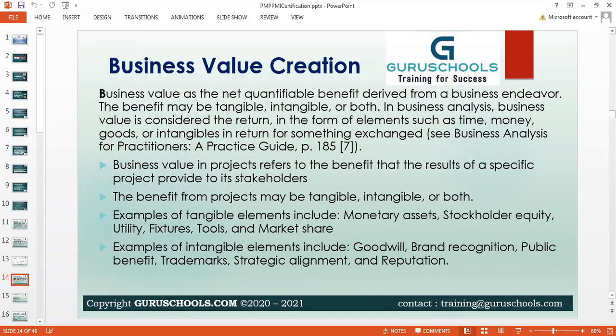So could you understand these things, how we talked about business value and what is business value? Yes. Great. I'll share the business analysis practical guide.